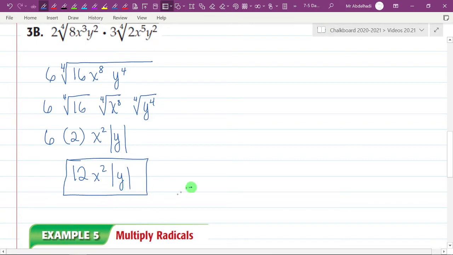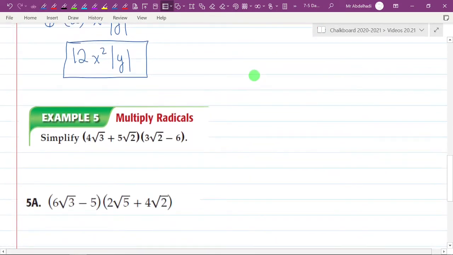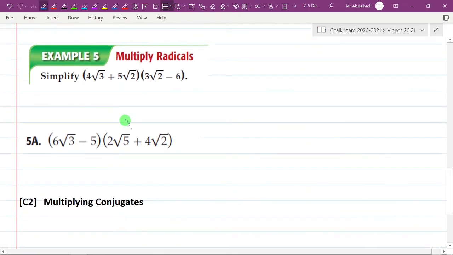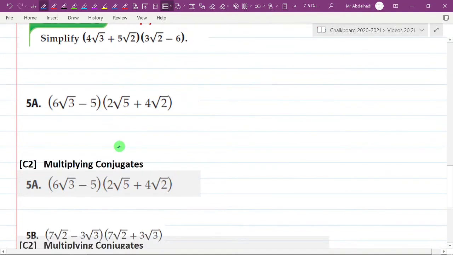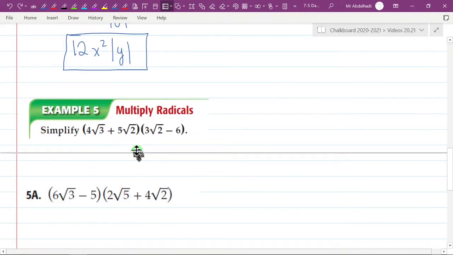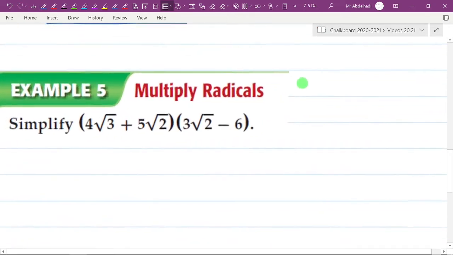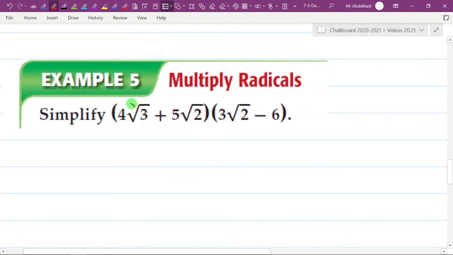Okay, so that's done. What about multiplying binomials? Binomials meaning you have two things, rather than singles. So let's take a look at that. Here we have a binomial, meaning one term plus another term. And here's another binomial, one term minus another term. When you're multiplying two binomials, you need to basically distribute, what we used to call FOIL. So 4 radical 3 times both of these over here, and then 5 radical 2 times both of these over here, and then combine like terms and simplify as much as possible.